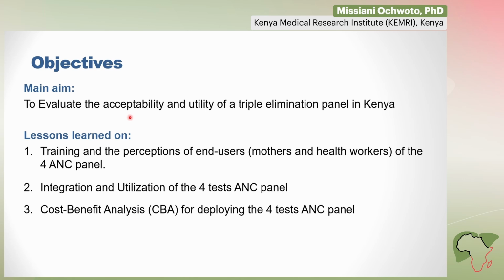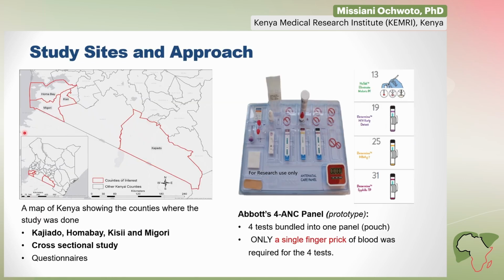Today, I'm going to share with you the lessons we learned during the training when we were integrating that, and the cost benefit of the test. We did it in areas that had a high prevalence of HIV. In Kenya, those places are Homa Bay and Migori, and then in other places where the prevalence of HIV is not high. This was done as a cross-sectional study, and we used questionnaires to record the responses.